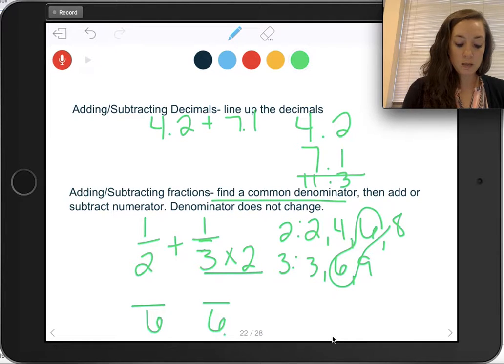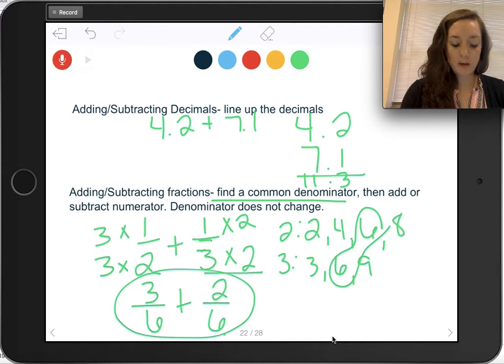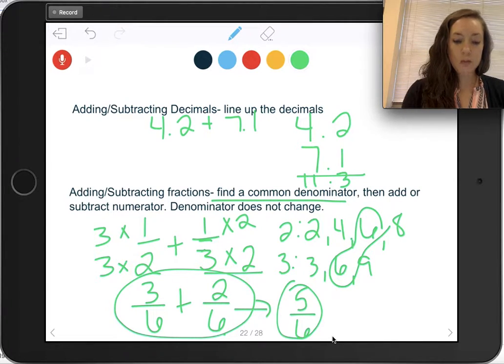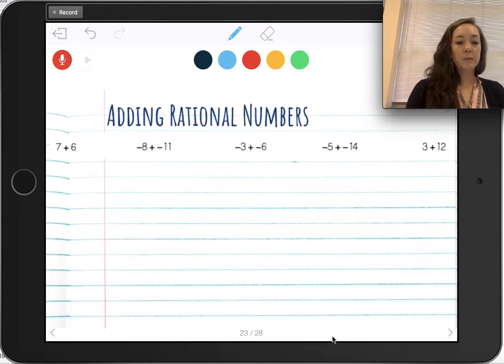So I would rewrite this to make sure that I am multiplying by the right thing. 3 times 2 is 6. Multiply my numerator. 1 times 2 is 2. 2 times 3 is 6. So my 1 times 3 is 3. Now I have a common denominator. Now I only add or subtract my numerators, keeping my denominator the same. 3 plus 2 is 5. 6 is my denominator.